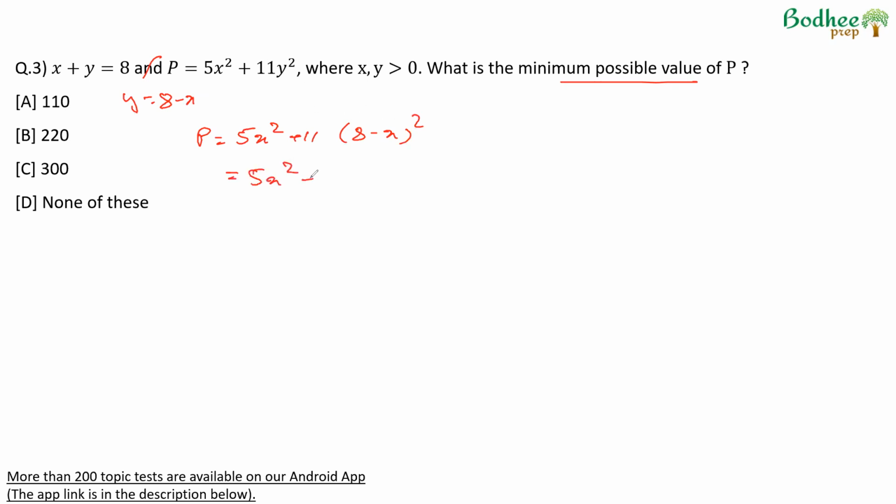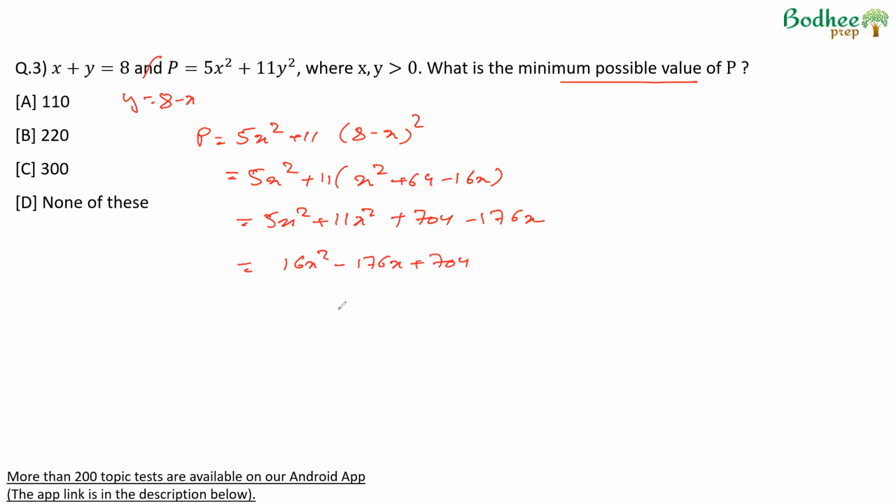This is 5x square plus 11 into (x square plus 64 minus 16x), which means 5x square plus 11x square plus 704 minus 176x, which means 16x square minus 176x plus 704. We have to solve this now.